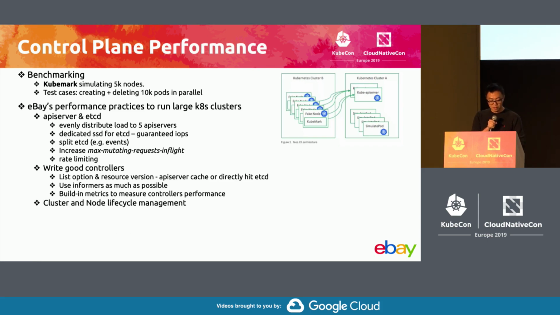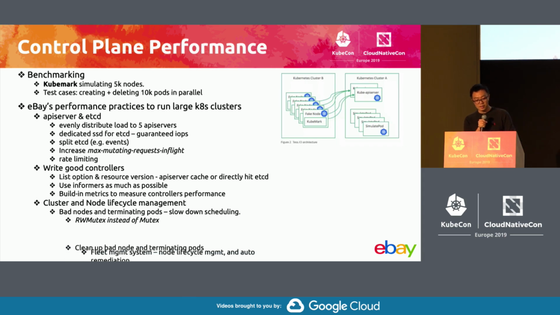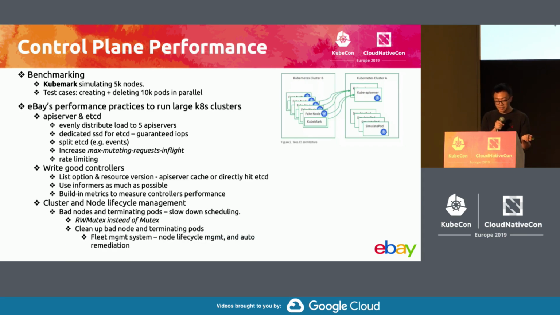So the last part, I'll just quickly go through because that's already fixed in the upstream. Sometimes you have leftover pods, so they are in terminating, because some of the hardware failed. And in the earlier versions of Kubernetes, the scheduler was using a mutex instead of an RW mutex. So one pod can slow down your whole cluster, but that was fixed later, as I mentioned.